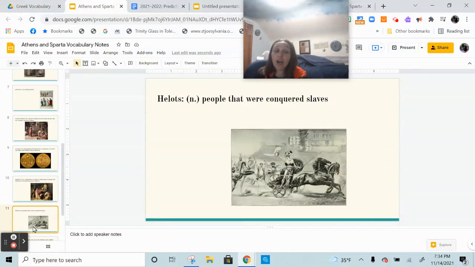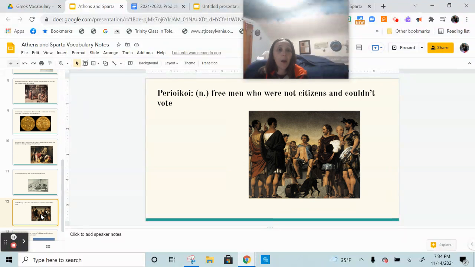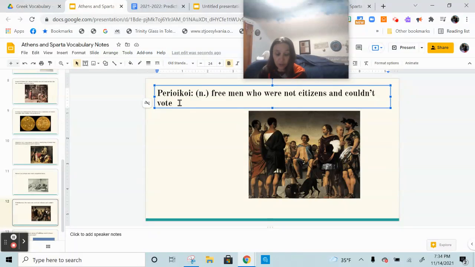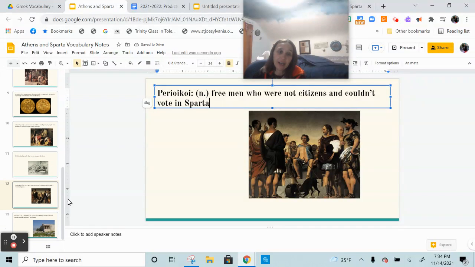Helots are a noun. They're people that were conquered slaves. Perioikoi were free men who were not citizens and couldn't vote. And this was in Sparta. I should have put this just so that you know the difference. So I'll add it right now. Okay.